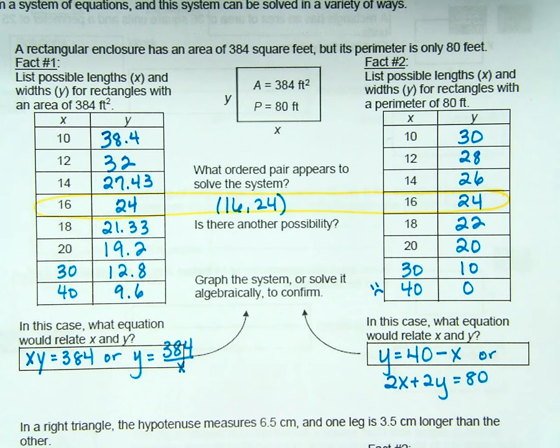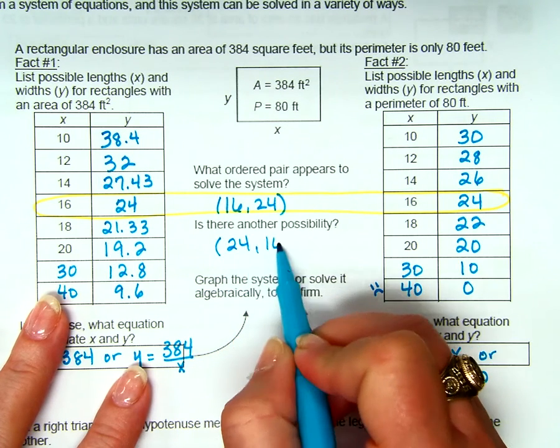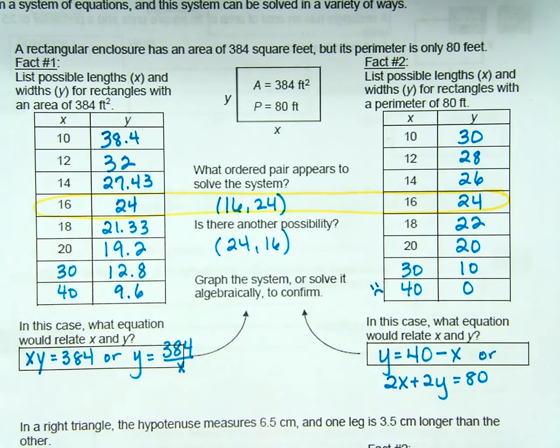It is not on the table. You're right. What about this? Wouldn't that also work? Okay. Now, let's graph the system then. And then we can prove it, can't we?